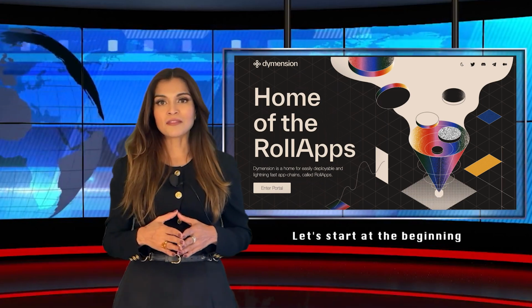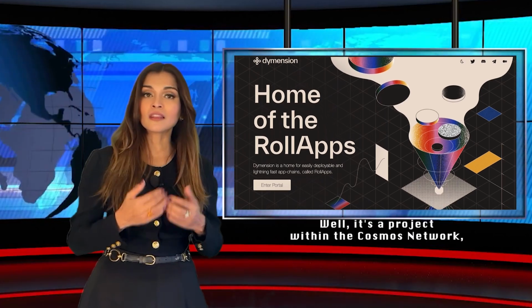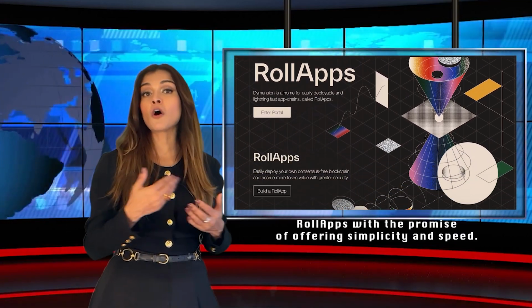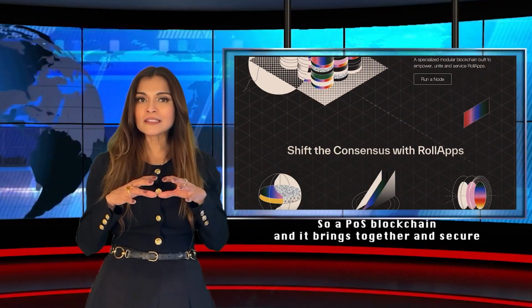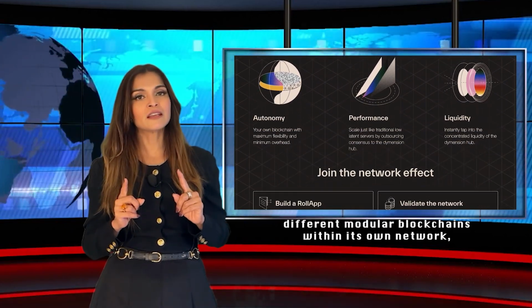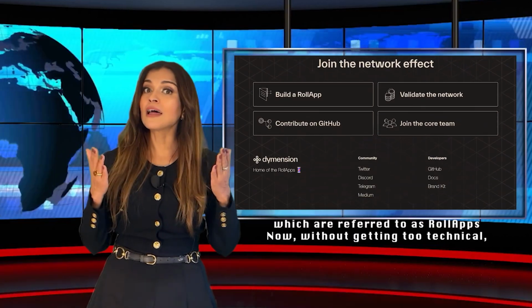Now let's start at the beginning. What exactly is dYmension? Well, it's a project within the Cosmos network, and it has introduced rollups with the promise of offering simplicity and speed. It's a proof of stake, so a POS blockchain, and it brings together and secures different modular blockchains within its own network, which are referred to as rollups.